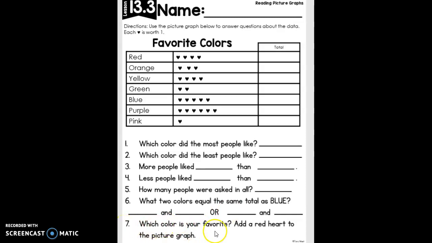Number 7, which color is your favorite? Add a red heart to the picture graph for the color that is your favorite.